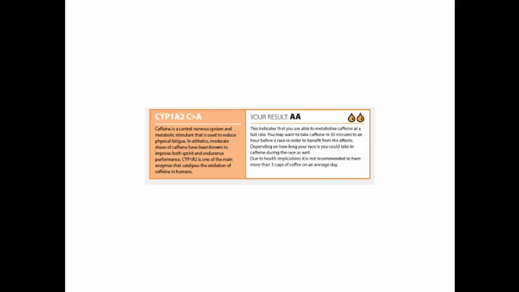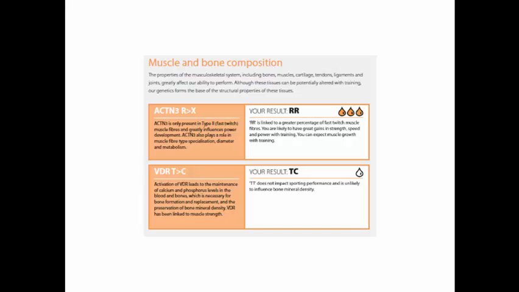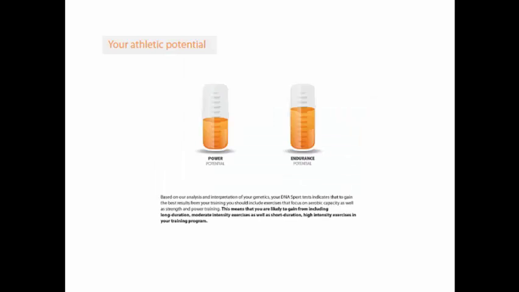So after each section has been presented in detail and each result is given in detail, a summary of your training responsiveness is given. As we can see, this individual has very high endurance potential as well as having a good power potential as well. And they're likely to benefit from a mixture of these different types of training. So various training recommendations are then given based on this genetic profile.